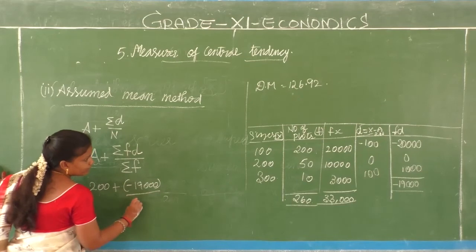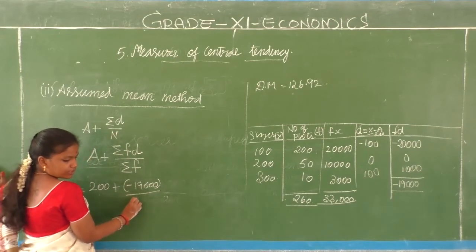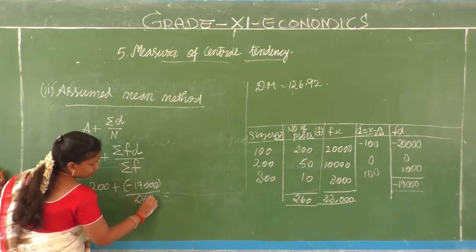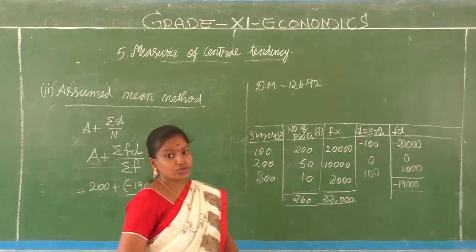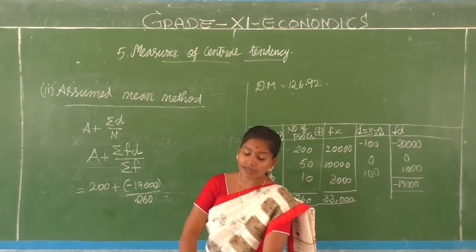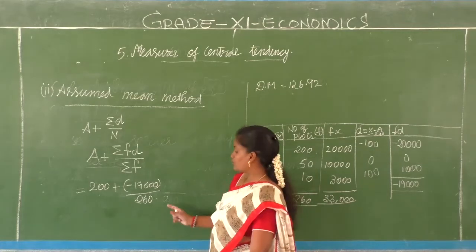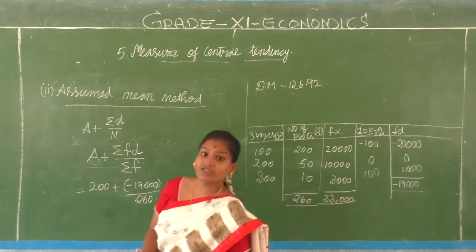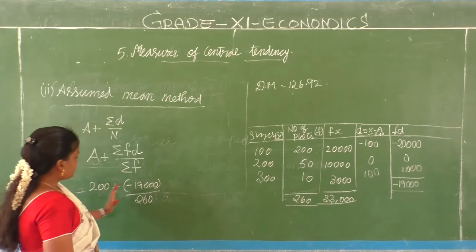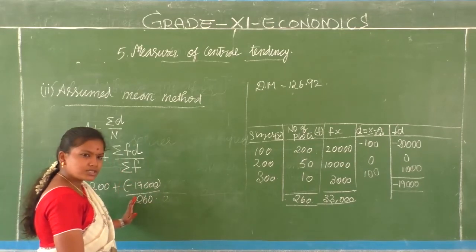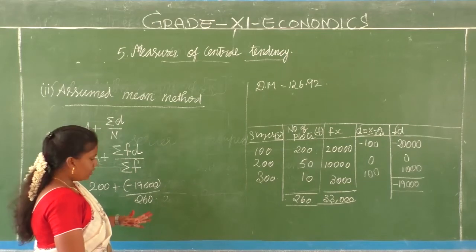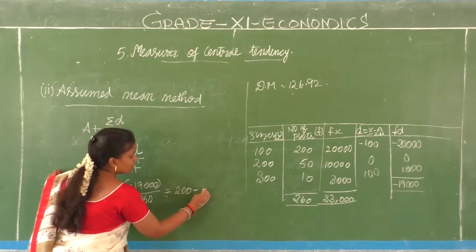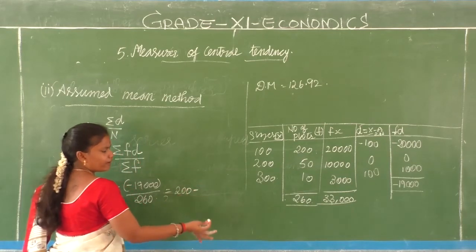19,000 divided by, what is your sigma f? Already we found it, right, children? 260. When you do the calculations, you will get the same value of 126.92. Okay? You just use a calculator, you divide it and check. I checked it, that's why I am very confident. This minus 19,000 divided by 260 will give you a minus value. Okay? So you will get 200 minus 72 or 73 if I am not wrong, children.